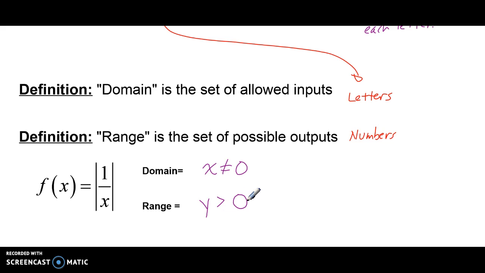When you plug into this, you cannot get negative numbers out of this expression, no matter what you plug in. And in fact, you can't even get 0 no matter what you plug in. 0 will never be an output either. A set of possible outputs is any number bigger than 0. And we usually use the letter y to stand for that.